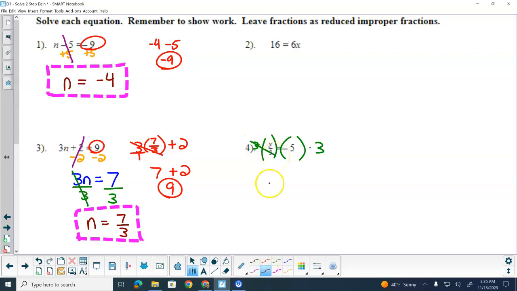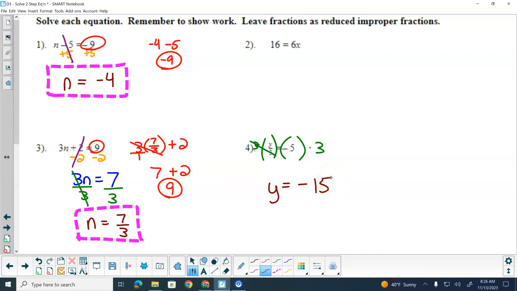leaving me with y. Negative 5 times positive 3. Why negative 15 and not 15 as Jesse so rudely said? Positive times negative. Signs are opposite, so we have got to be negative. They are not the same.